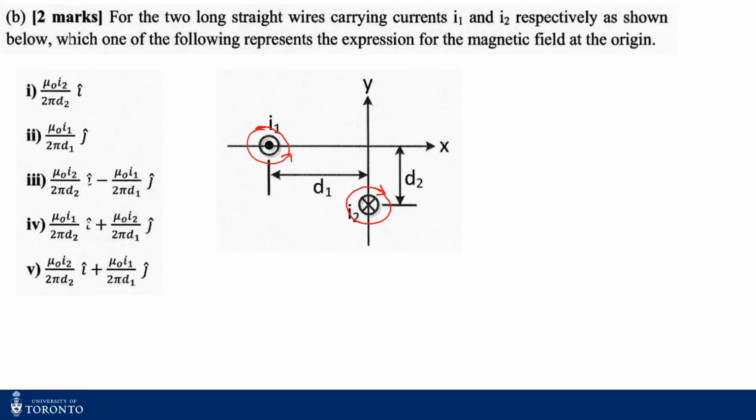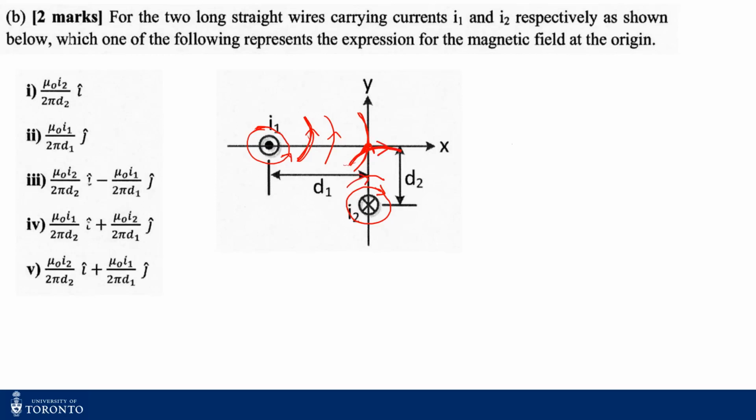So therefore you see for I1, if you proceed for I1, the magnetic field lines are going to be like this, right? So at the origin, you see the magnetic field direction is going upwards because of I1. Now similarly for I2, if I draw, the magnetic field direction is going to the left.